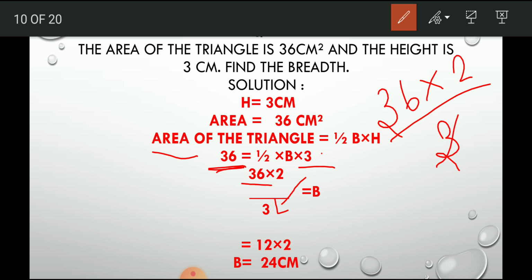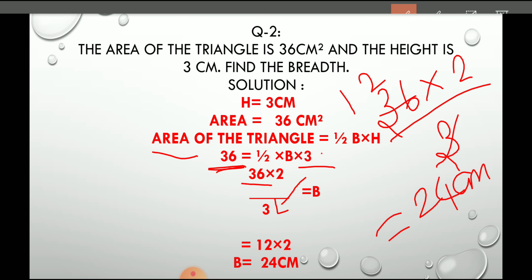So 1 3 is 3, 1 3 is 3, 2 3s are 6. So remaining is 12 into 2. So 12 2s are 24 centimeter. Here don't use the square term because we just find out the value of breadth only. Okay, we don't find out the area of the triangle. They already gave the area value. We just find out the breadth value.